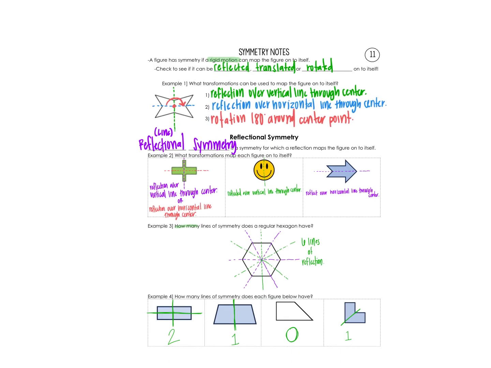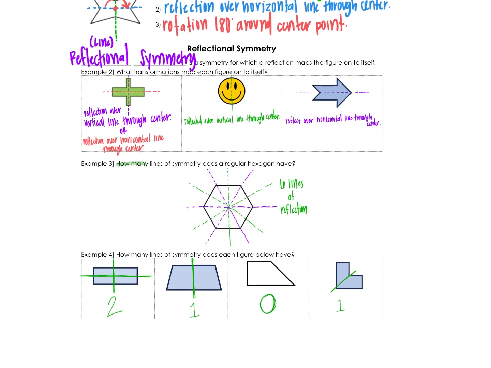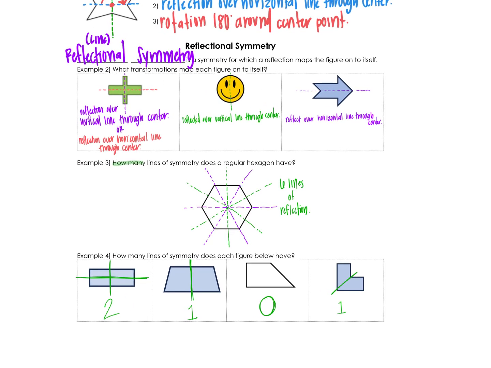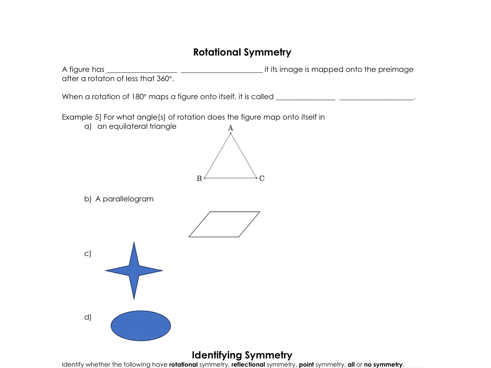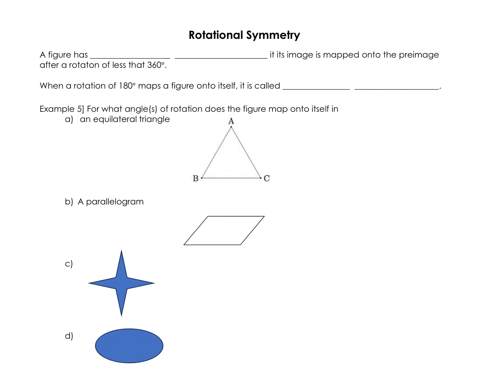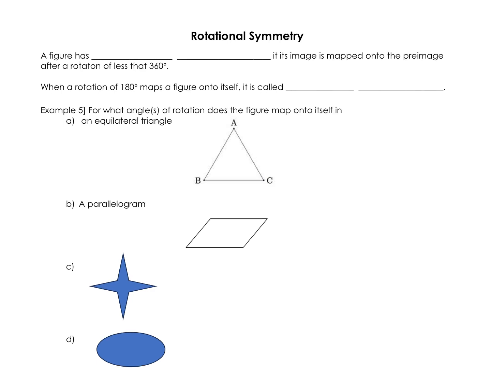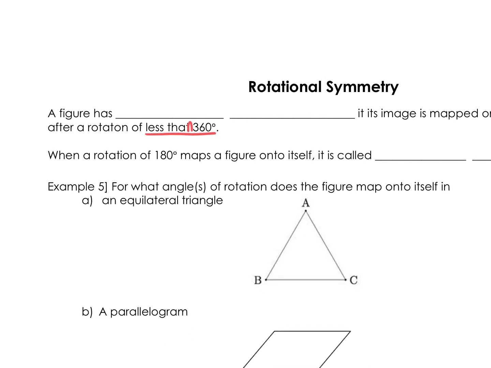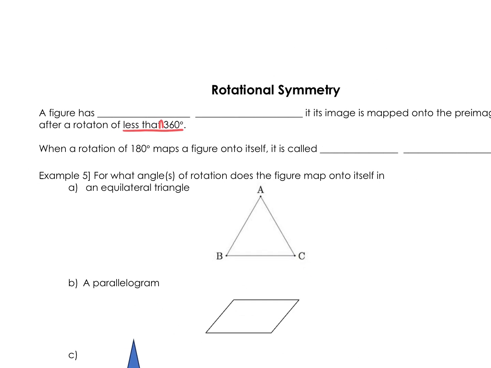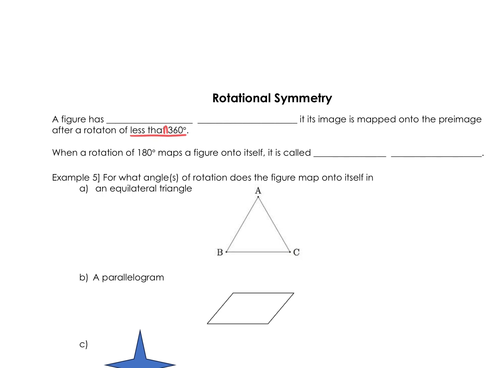That's reflectional symmetry, also known as line symmetry. Flip it onto the back and we're going to talk about rotational symmetry. A figure has rotational symmetry if its image is mapped onto the pre-image after a rotation of less than 360. It should say less than 360. If it's rotated 360 degrees, it's of course going to rotate onto itself because that's just a full circle.